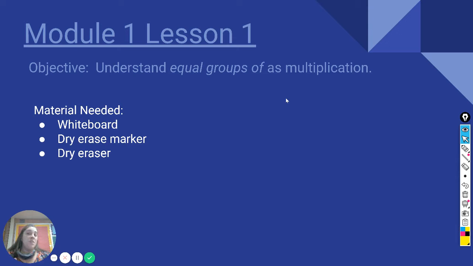Okay, so today we're doing Module 1, Lesson 1. The objective of today, objective really means what we are going to learn by the end of class. So the objective is to understand equal groups as multiplication. The materials that you need are your whiteboard, your dry erase marker, and your dry eraser. So please, we're going to pause, make sure you have all those in front of you before we get started.